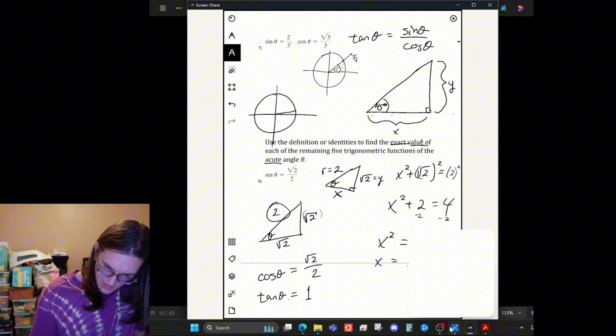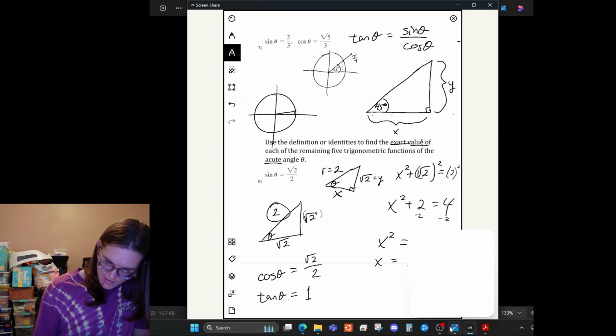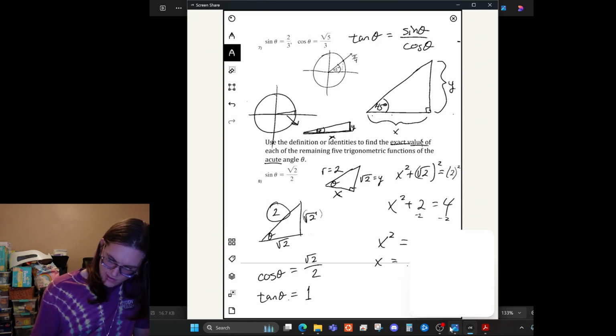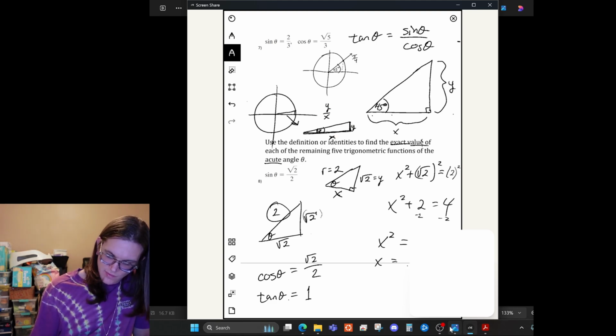You can have this really shallow one. You should look at it this way. This blown up over here is a shallow angle on the triangle, a short y, and a long x. You should expect that the ratio of y to x, if y is smaller than x, is going to be a small number.